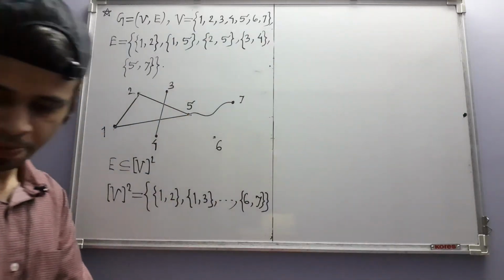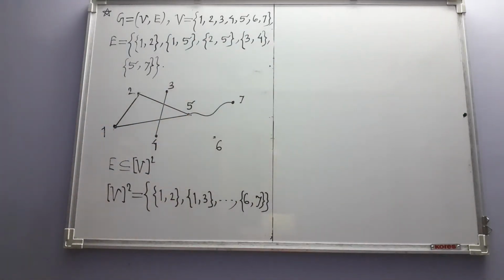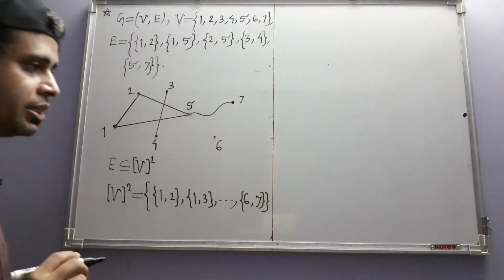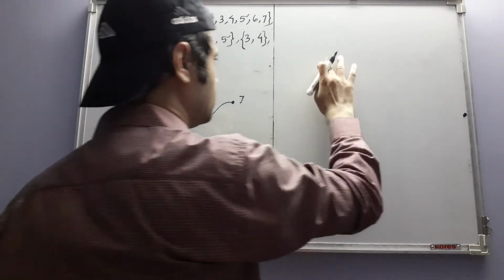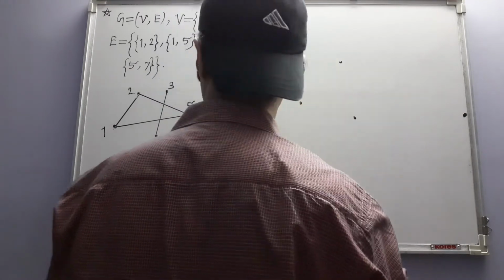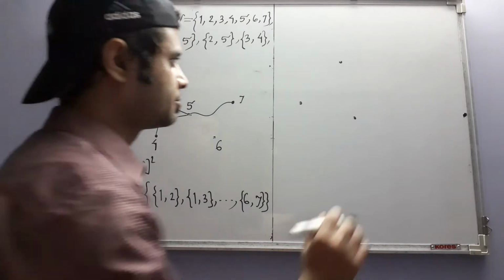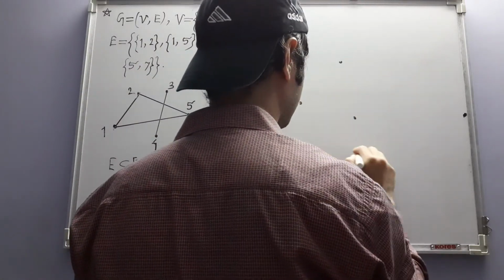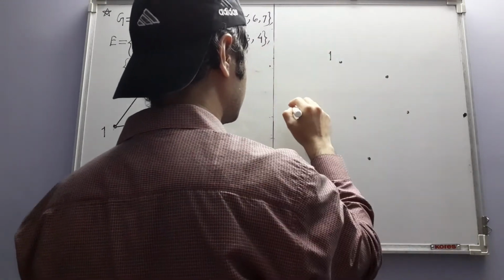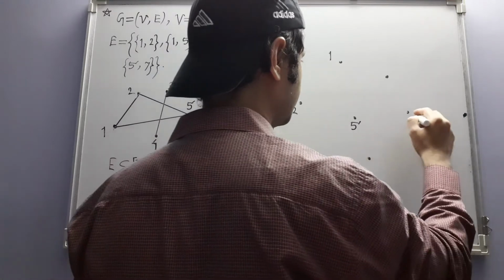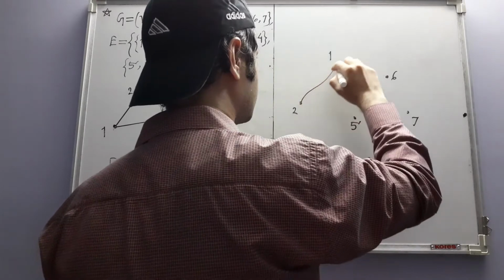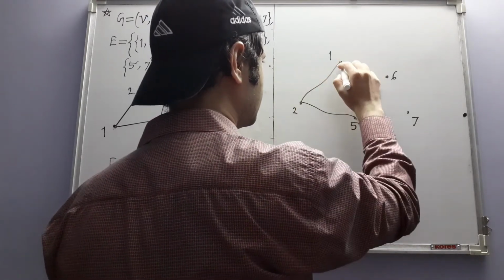So now let's draw the same graph in a different way. Drawing the same graph is also a point that should be mentioned. It's very important. Now, without using any ruler or anything, say we have this is 1, 2, 5, 7, 6, 3, 4. So we draw like this.